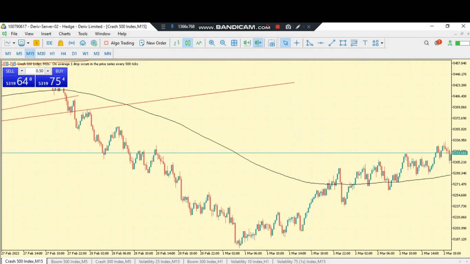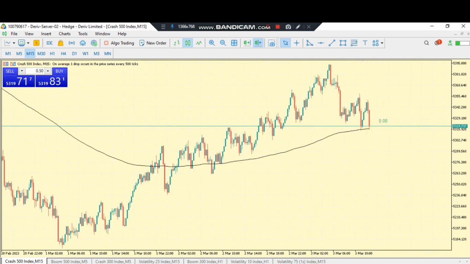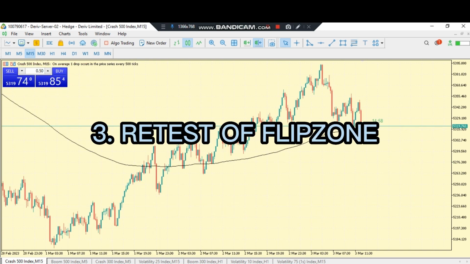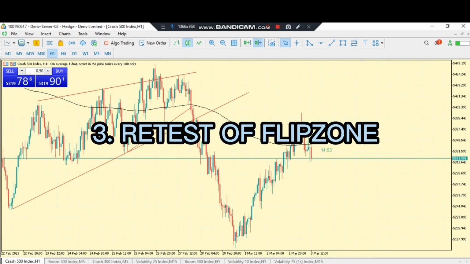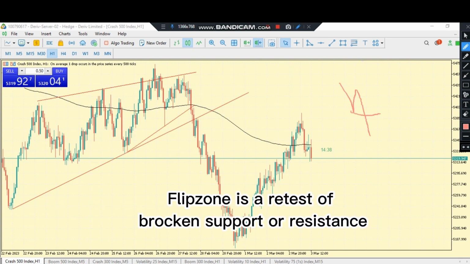Then the third strategy that I'm going to be sharing with you, the one that I use, that's my personal favorite, the one that's respected most of the time, is combining the trend line breakout with a flip zone. What do I mean by a flip zone? A flip zone is generally what comes after a break of market structure. Let's say over here, a flip zone is when we test this previous support, and we continue going down.